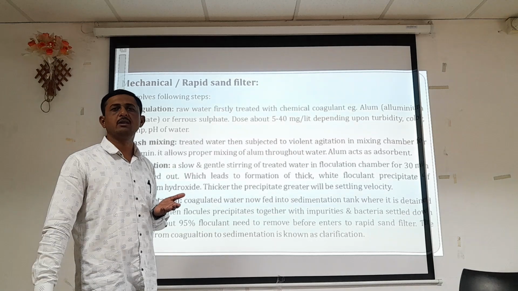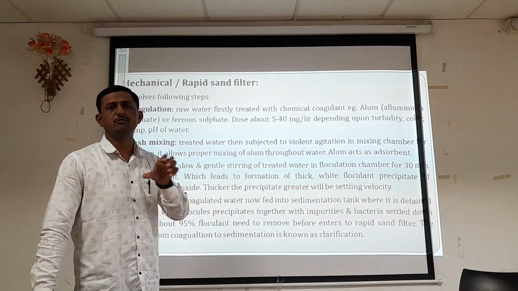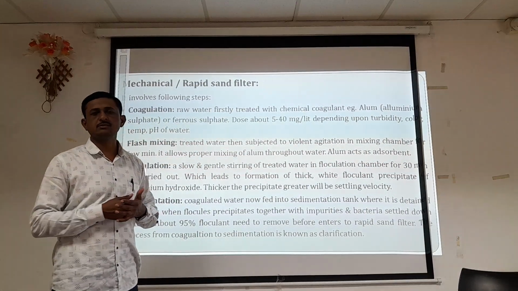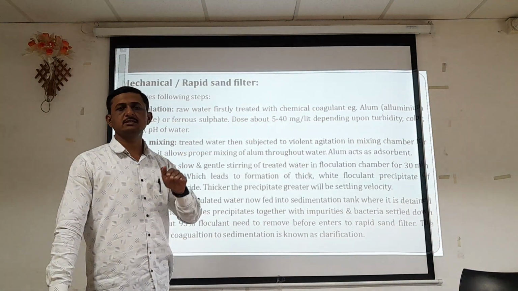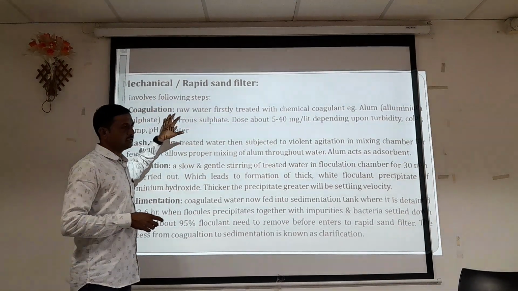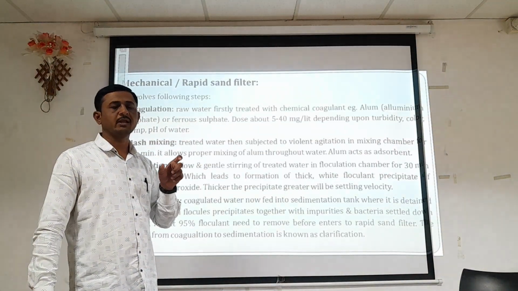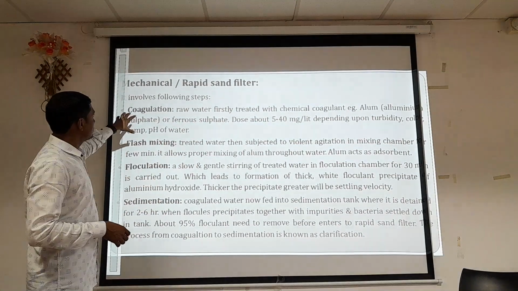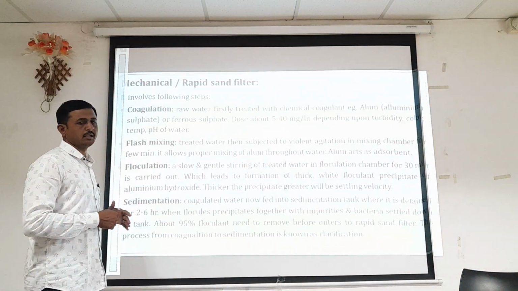In the case of the slow sand filter, the filtration process depends completely on biological film formation, in which natural biological films are formed by organisms at the surface of the sand, and which act as a filter membrane so that water filtration is carried out. Here the rapid sand filter is called a mechanical sand filter, in which mechanical processes are used for the filtration of water. So in the mechanical or rapid sand filter, the following steps are involved.